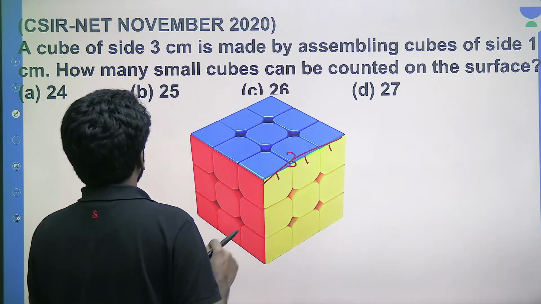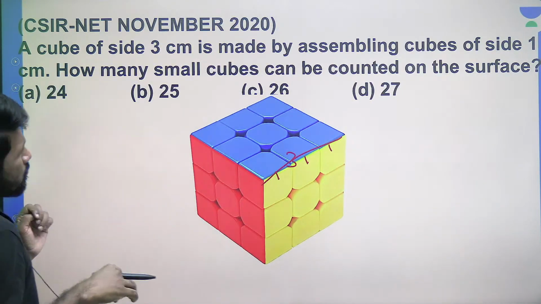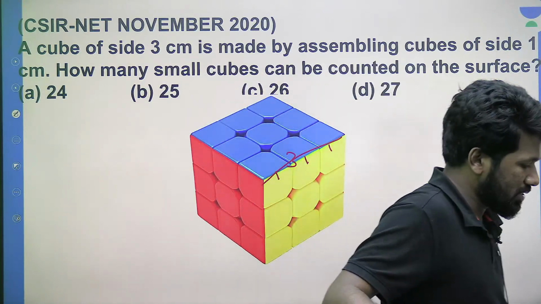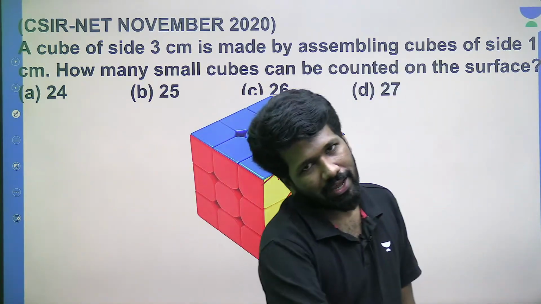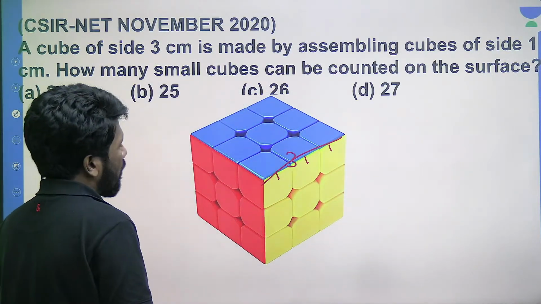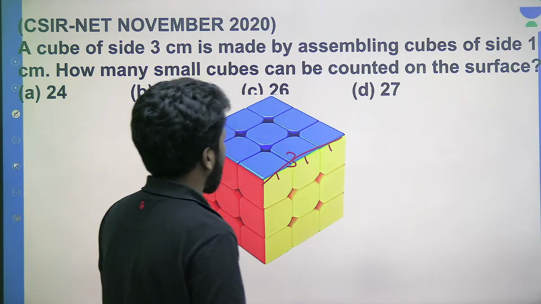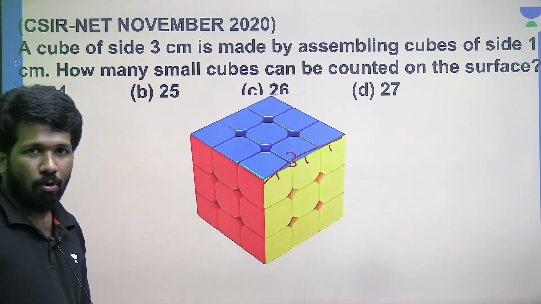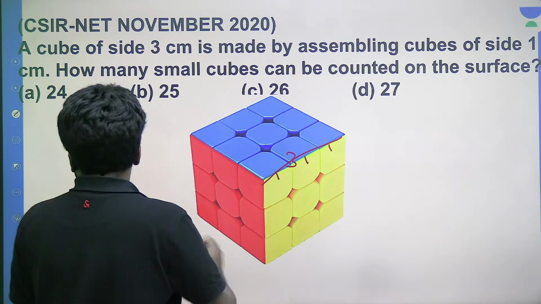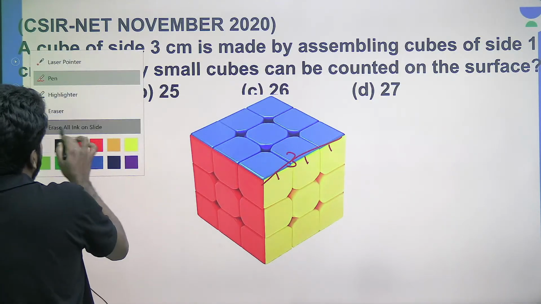And now read the question very carefully. How many small cubes can be counted on the surface? How many small cubes are there is not the question. How many small cubes are there counted on the surface? Surface में कितना cubes है? All cubes cannot be counted from the surface, na? Let's see which all cubes. First of all, how many cubes are there?